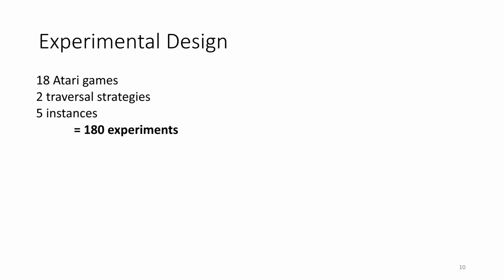To assess the difference between traversal strategies on TPG's performance, we chose 18 Atari games from the ALE to train populations on. For each of our two strategies, we ran 5 experiment instances, for a total of 180 experiments. After training, the champion root team from every population was evaluated over 20 episodes of play.